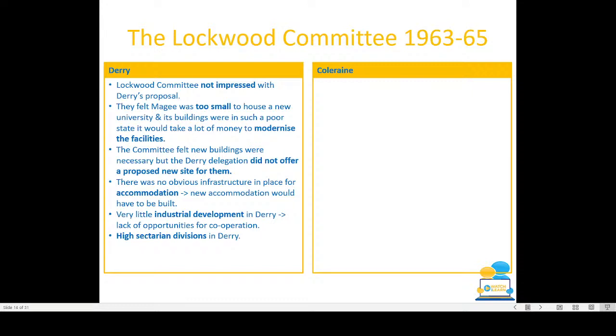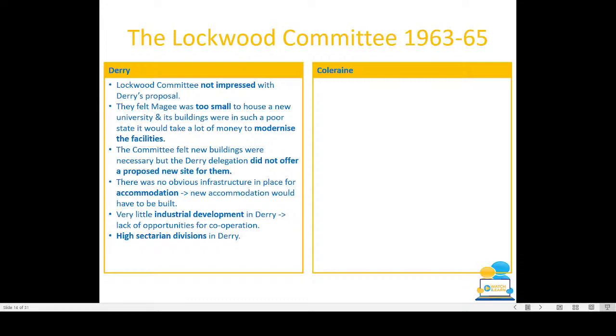The committee also felt that new buildings were necessary, but the Derry delegation did not offer a proposed new site for them. So the Derry proposal said, well, we have Magee College, we could just invest a bit of money in here, expand Magee College, and that would be our new university, while the Lockwood Committee wanted a new site to develop a new building on.